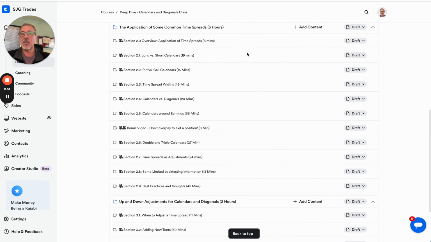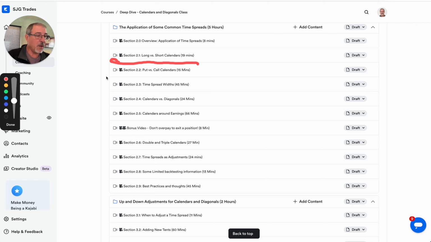Then we're going to get into the application of time spreads. This is the meat of the thing. This is where we're going to talk about things like long versus short calendars. In fact, let me put on my drawing tool here. So we're going to look specifically at long versus short calendars, put versus call calendars. When would you use one over the other? Calendars versus diagonals, the various widths of time spreads. How wide might you make a calendar or diagonal and why?